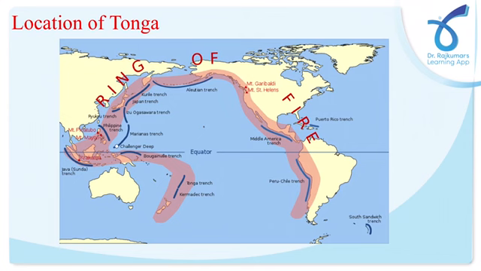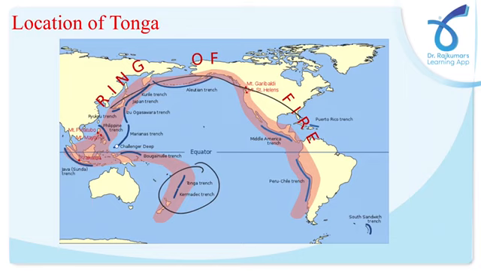So where exactly is this Tonga volcano situated? It is situated along the Pacific Ring of Fire, where the major volcanoes of the world are found. So it is present in the Pacific Ocean. You can see the location of Tonga.